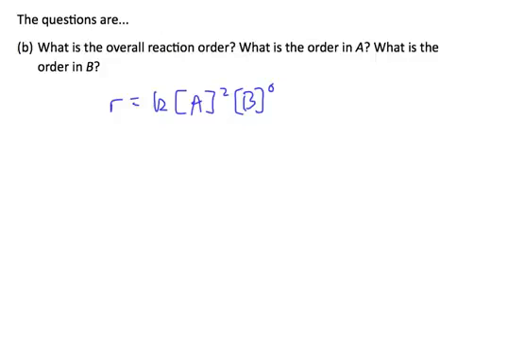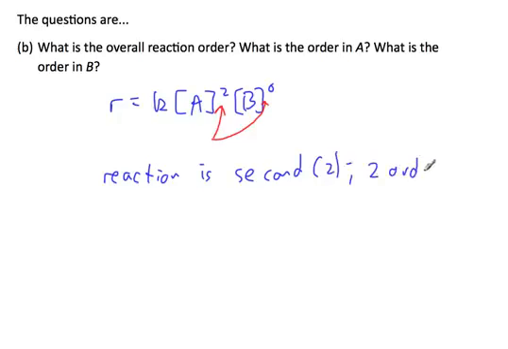All right, next. What is the overall reaction order? Well, this is pretty easy now. Overall reaction order comes from the sum of the exponents, and so the reaction order is second, 2. It is second order in A, and is 0 order in B. All right, that was easy.